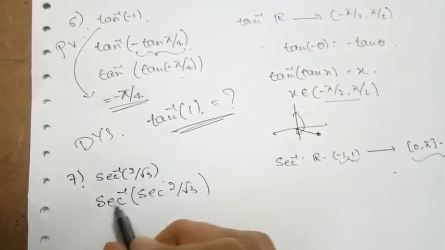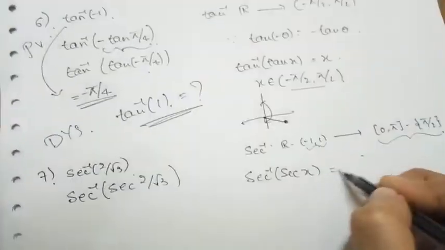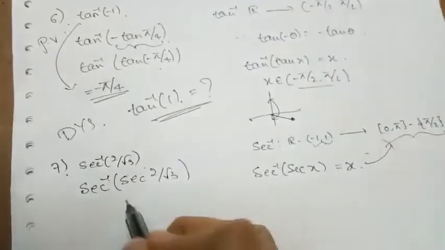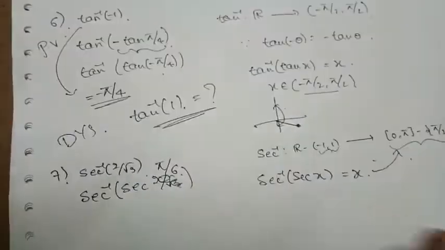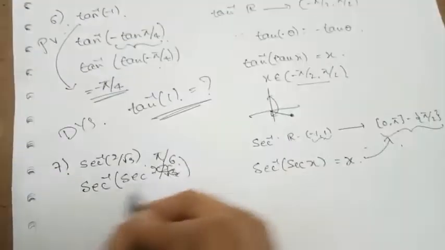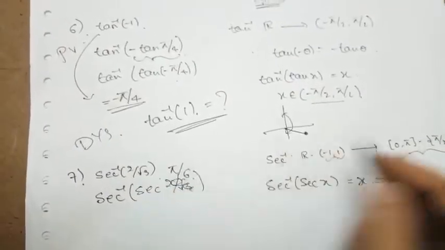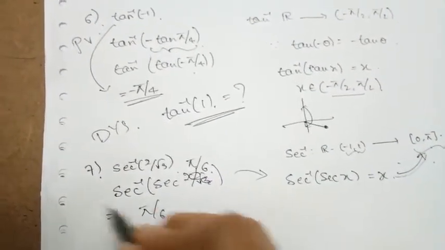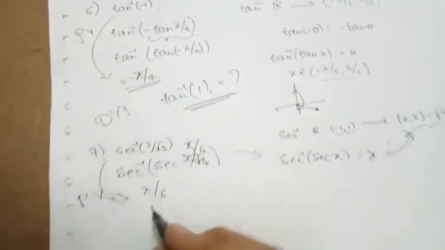Now this is in the format of secant inverse of secant x is equal to x when x belongs to our principal value branch. So not 2 by root 3, it is pi by 6: secant inverse of secant pi by 6. Clearly pi by 6 belongs to our principal value branch. Secant inverse of secant x is equal to x when x belongs to the principal value branch. Here pi by 6 belongs to the principal value branch. Now by using this property I can write it as pi by 6. So the principal value of secant inverse 2 by root 3 is pi by 6.